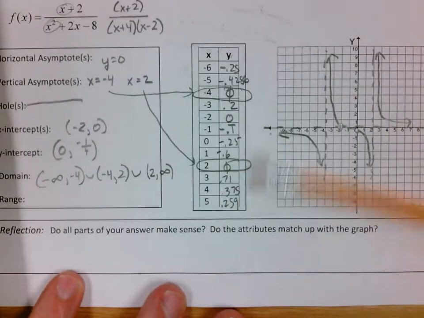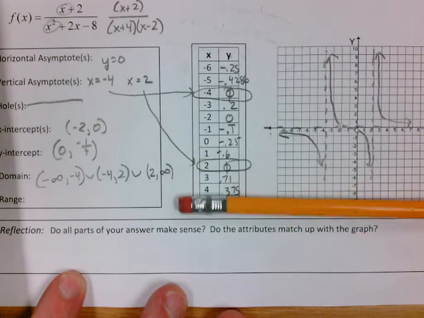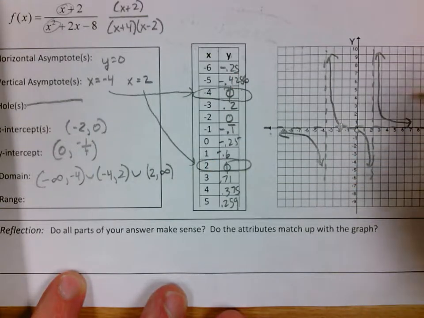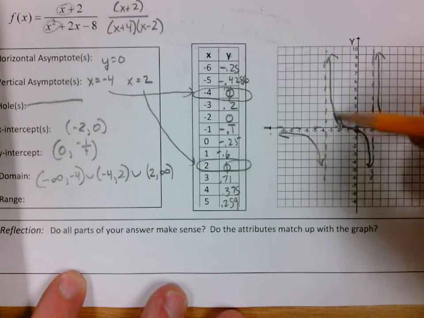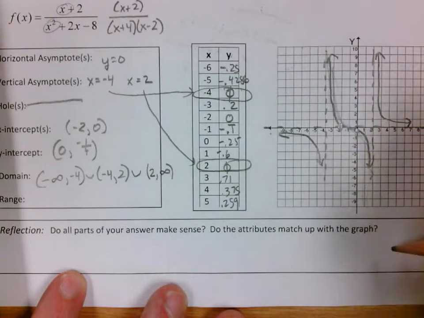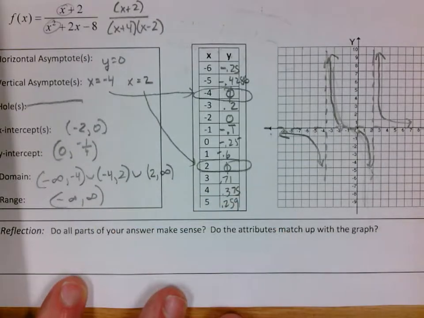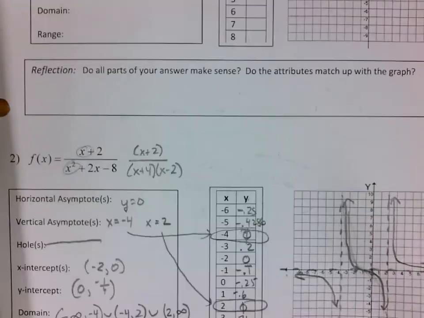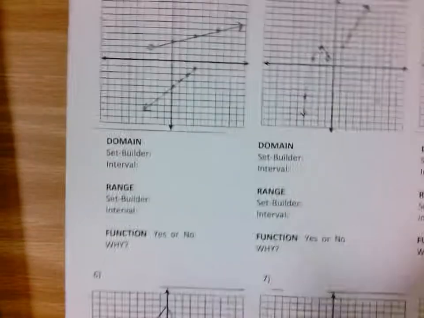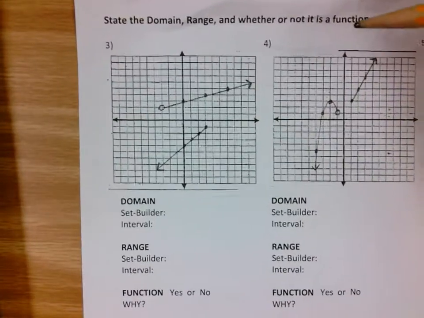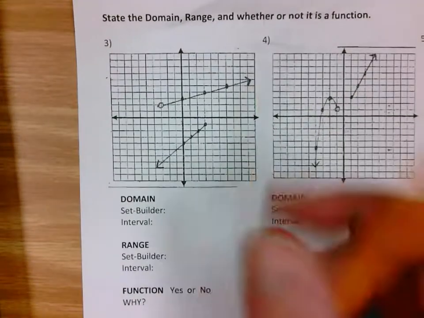So for the range, the only thing I'm going to think about is, is there ever a place where there's not a point? Well, this little thing here in the middle, it never stops. Every y value is on there. So negative infinity to infinity. Okay, I'll do a couple on the back. We don't have time for domain and range questions.